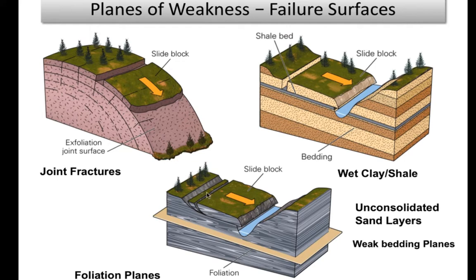Also, we can have metamorphic foliation. If the foliation is parallel to the slope, we can also see a failure surface here. So here's that foliation surface. If we have unconsolidated layers, they can also develop weak bedding planes as well.